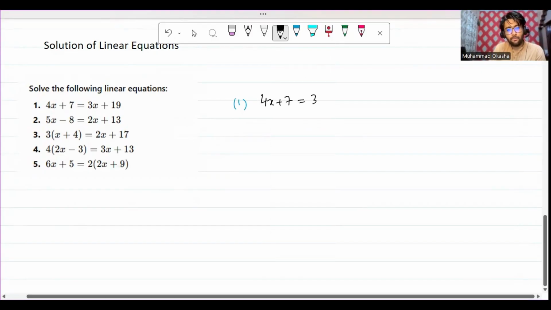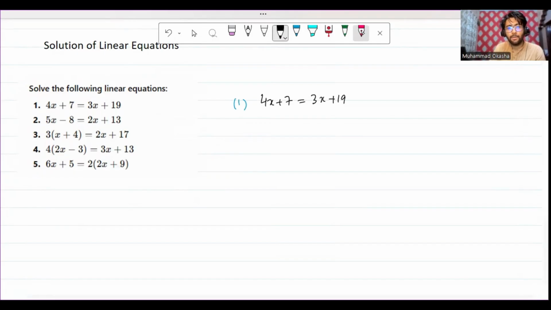4x plus 7 equals 3x plus 19. Okay, send 3x over to this side, send 7 over to this side. Whenever they change side, they change the sign as well. So 3x, when it comes over to this side, becomes negative 3x. 19 was already there. When 7 went to the other side, it became negative 7.